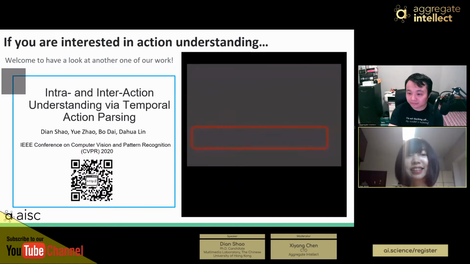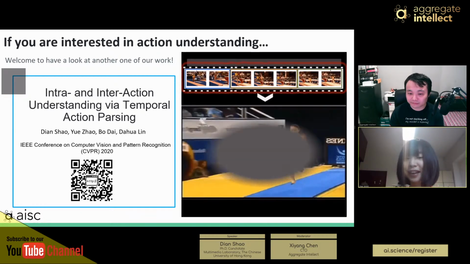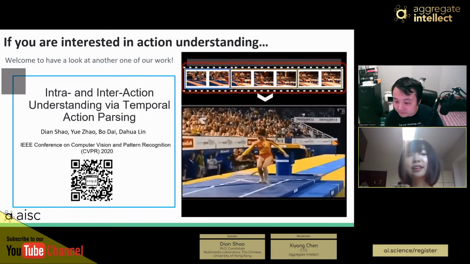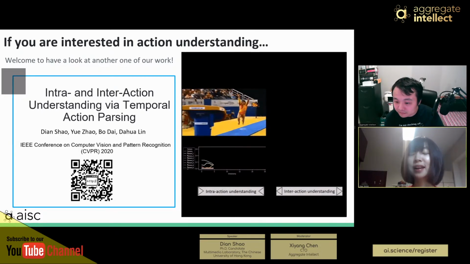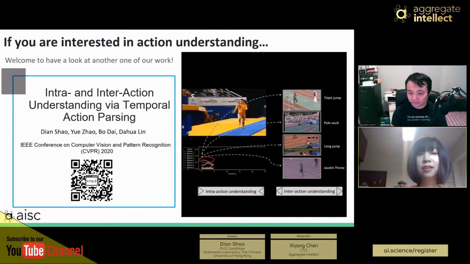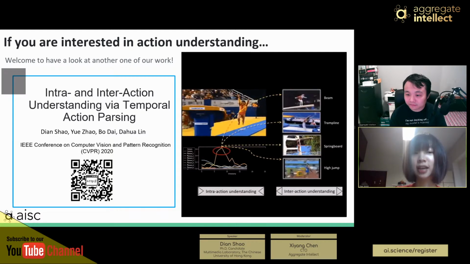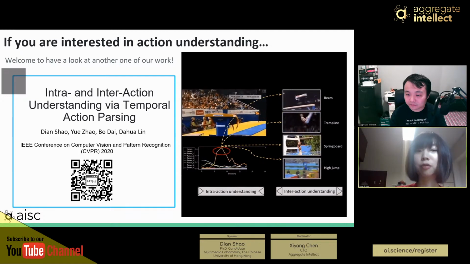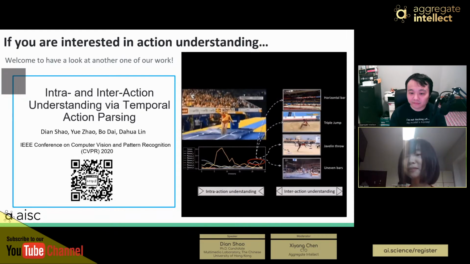Okay, next. If you're interested in action understanding, I would like to advertise another one of our works. This work is also accepted by this year's CVPR conference, but it's a totally different work from FineGym. The name is Intra- and Inter-action Understanding via Temporal Action Parsing. This is also joint work with Yue Zhao, Bo Dai, and Dahua Lin, the same team.